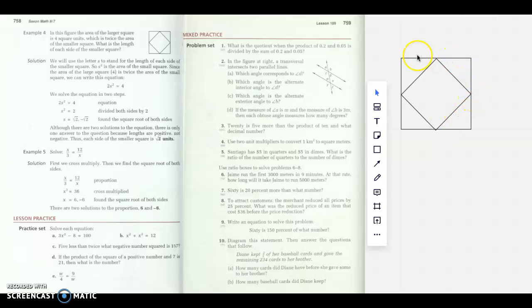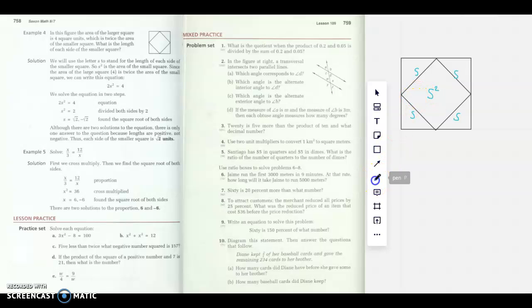So we know that the area of the larger square is 4 square units, right? We know that it is also double the area of this inside square. So we're going to use S to stand for the length of each side of the smaller square, because the question is asking, what is the length of the smaller square's side? So side squared is the area of the smaller square. I'm going to put S, S, S, and S. We know that the area of the smaller square is going to be S squared.